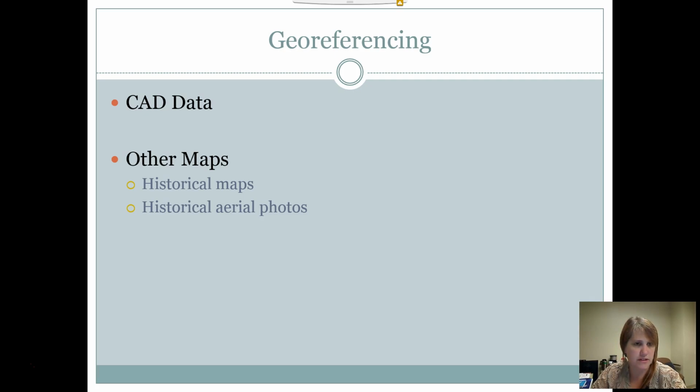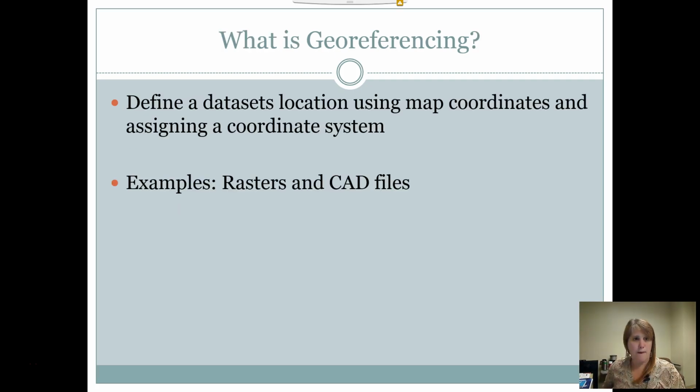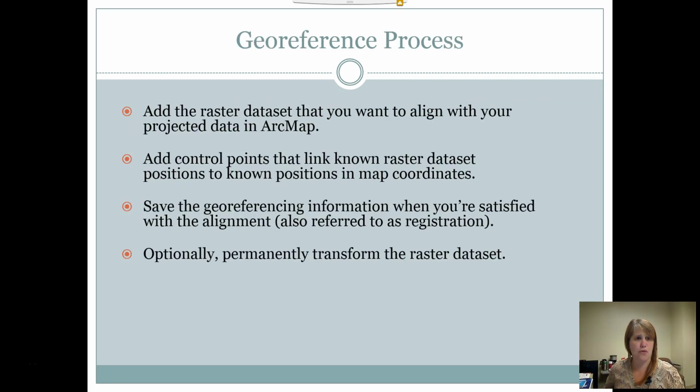So the process of georeferencing allows us to get the data into a spatial context. Essentially, this allows us to assign map coordinates to data sets, and common data sets are CAD files, rasters, and so forth. So the process is here.